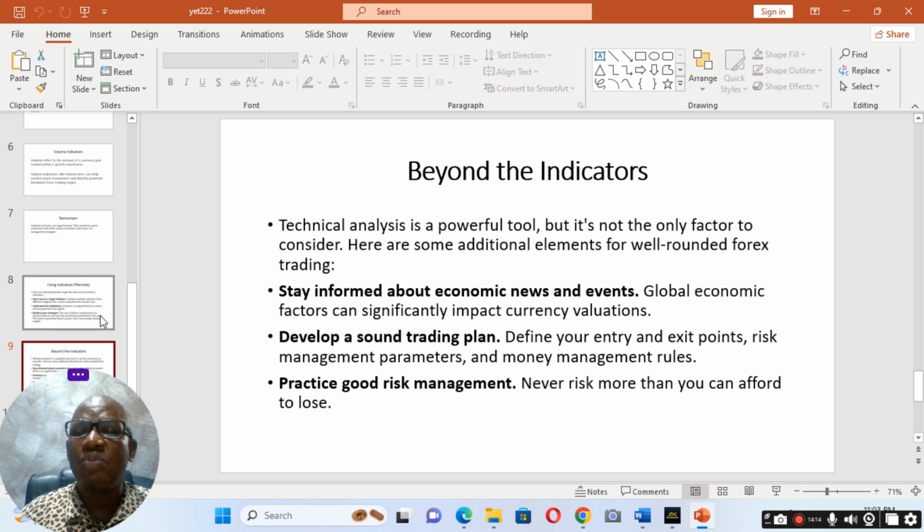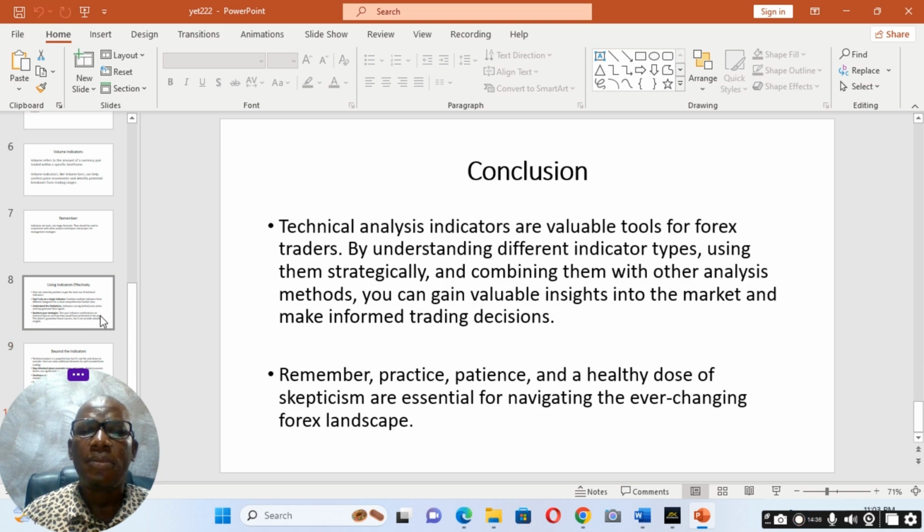So never risk more than you can afford to lose. Yes, that is a general risk rule. So risk management is simply in forex whatever possible and legitimate means you can do to protect your capital while trading. That is risk management. It's a skill you must develop.